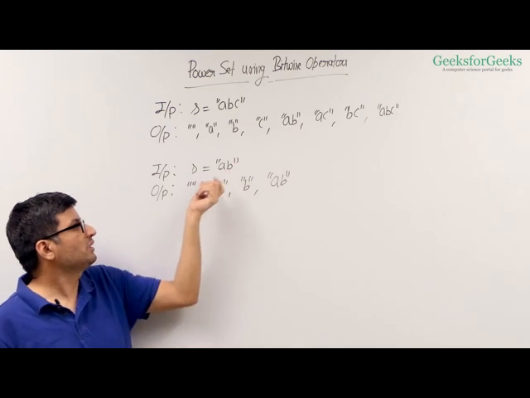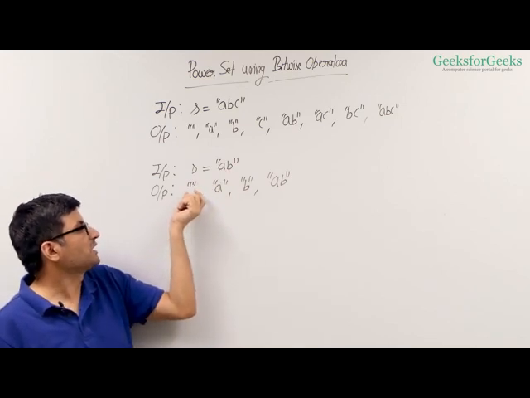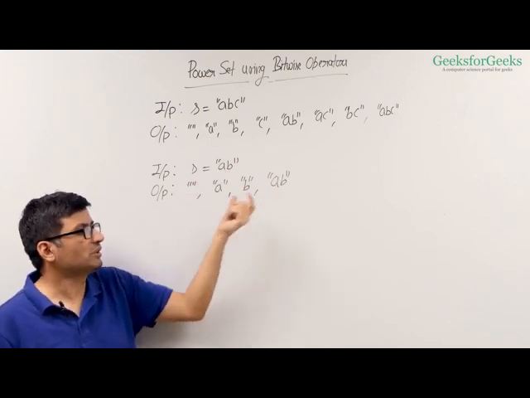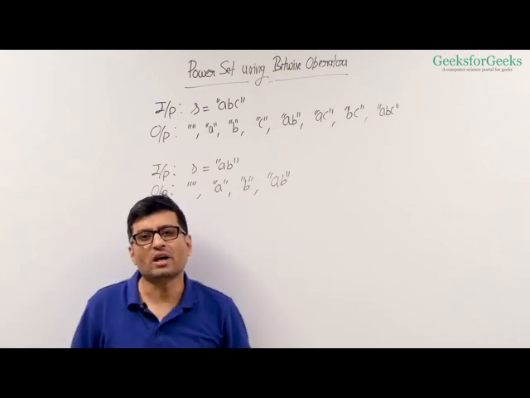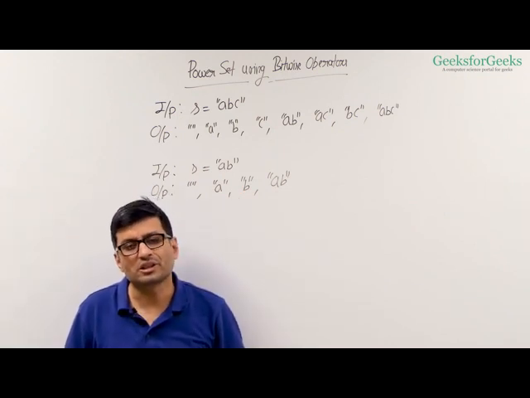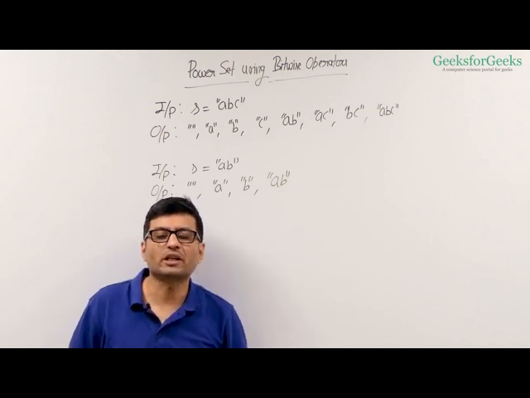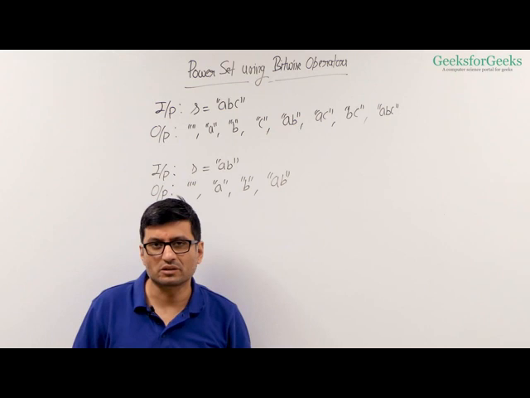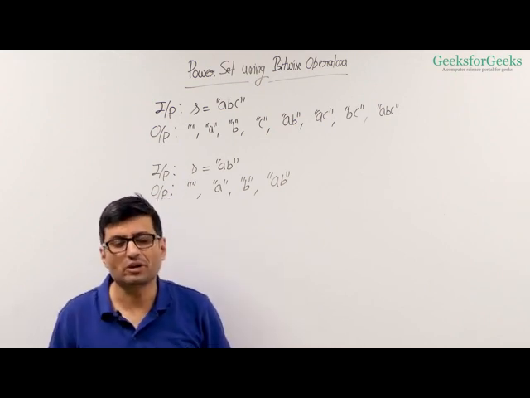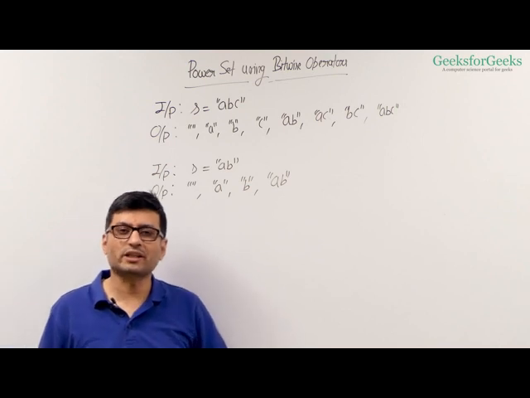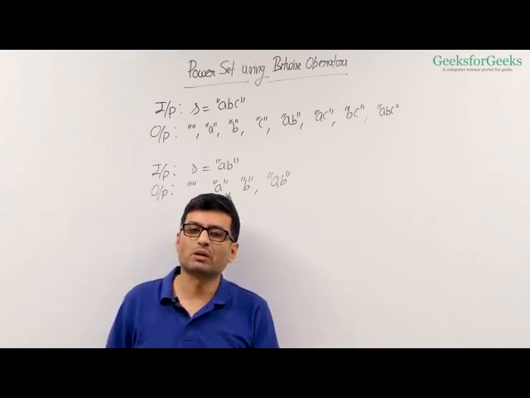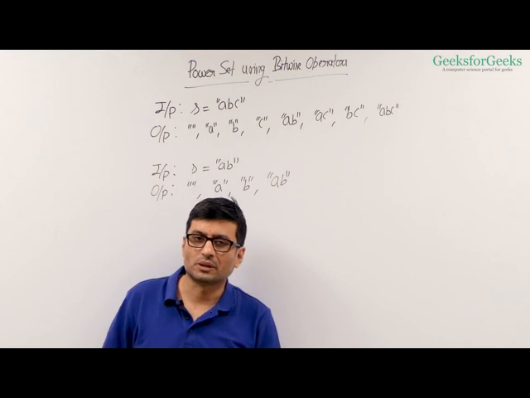For this string AB, we have subsets as empty string, A, B and AB. In general, if you have n characters in the input string, then there are 2 raised to the power n subsets. Because for every character, there are two possibilities. Either this character is present in the subset or not present in the subset. So according to two possibilities for n characters, we have 2 raised to the power n total subsets in the power set.